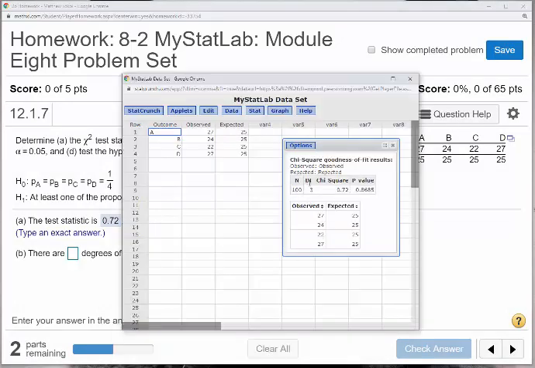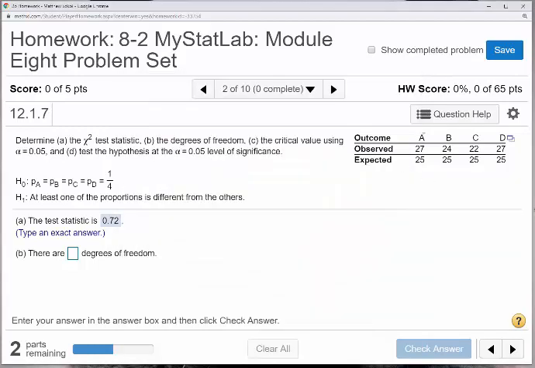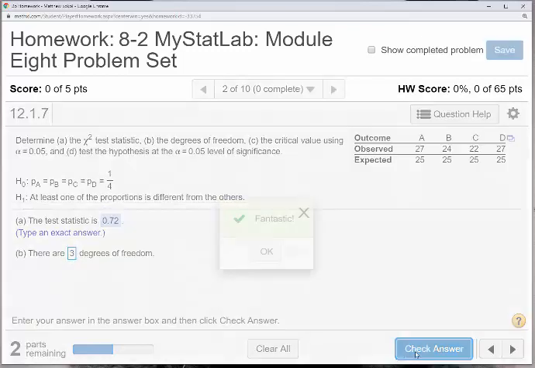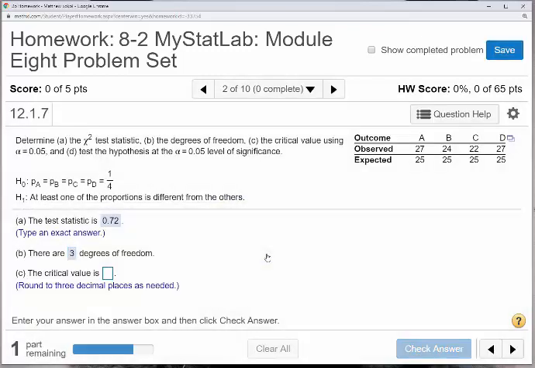All right, what are the degrees of freedom here? We'll look back here. DF is 3. So another way of calculating the degrees of freedom, it's always the number of outcomes minus 1. So there are 1, 2, 3, 4 different outcomes. So 4 minus 1 gives me 3. Awesome. Find the critical value. Right, that's the next question.